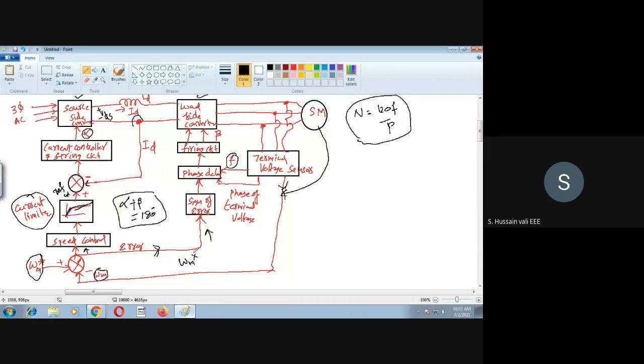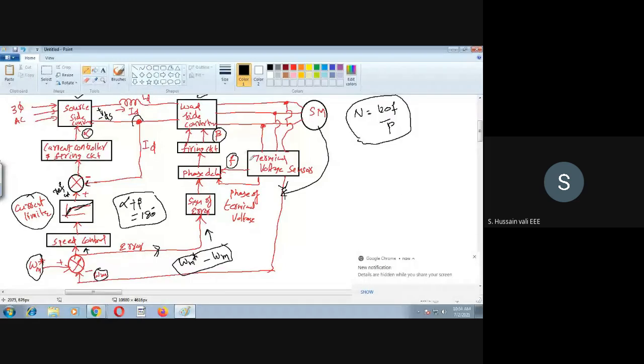Omega star minus omega m. This is the error. Now, this error will be negative when omega m is greater than the reference. It is positive when the reference is greater than omega m, or your actual speed is less than the reference speed. So based upon that, you will have this firing angle beta.